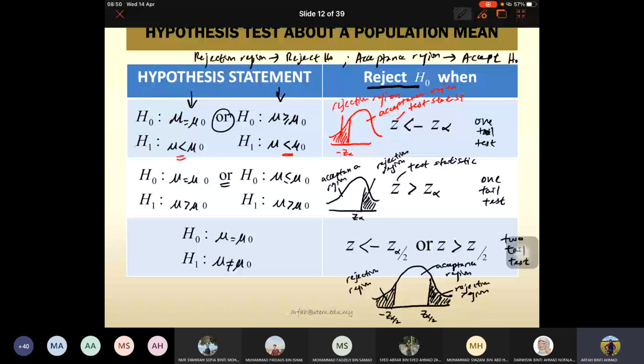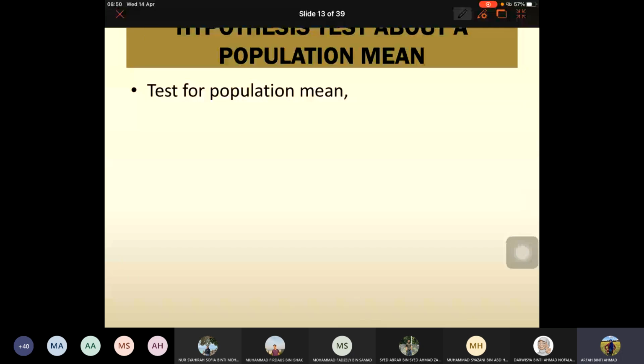Okay. So, test for population mean, lambat lagi nak buka kan? Berapa ni baru? 29. Okay.